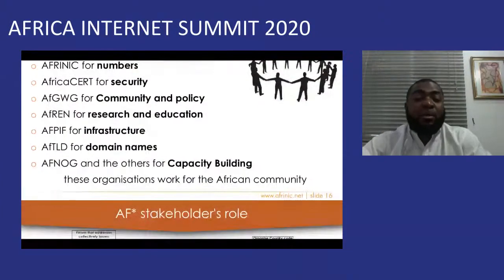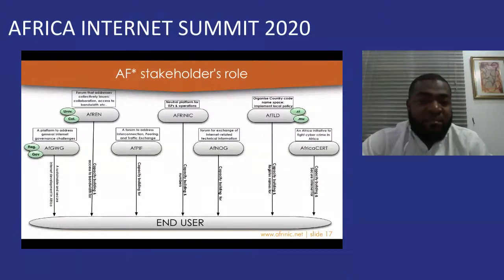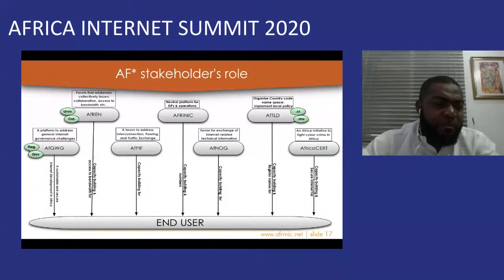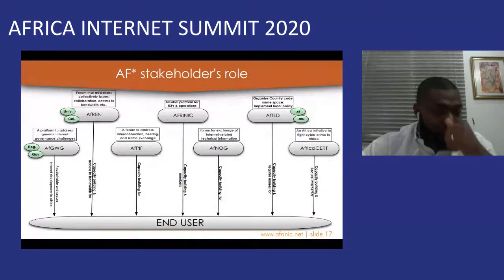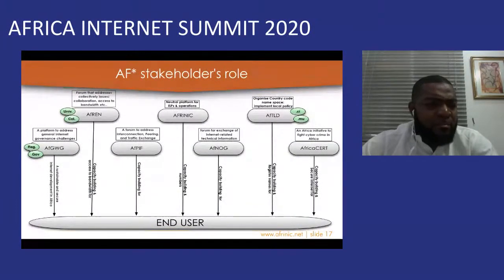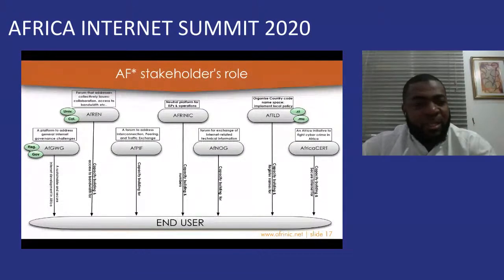Now let's see the roles that the AF-STARS stakeholders have toward the community. In the Africa Government Working Group, we have basically regulators and governments. We are going to talk about it later in the African Initiative, but this is the platform, an initiative where we discuss with governments and regulators. We also have AFREN, where we are talking about the internet, the bandwidth, the access to the internet. So we have universities, high schools, colleges, and they are working on the bandwidth to get access to universities and have good bandwidth in the universities and colleges.